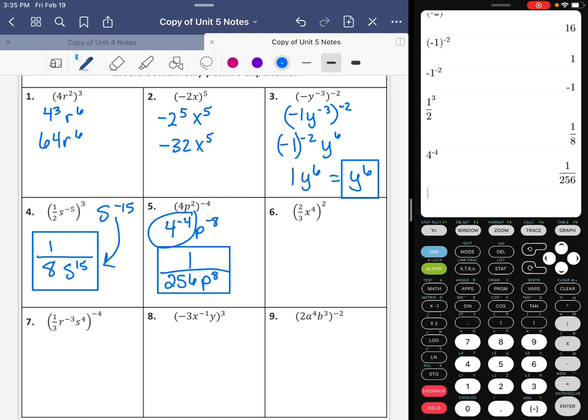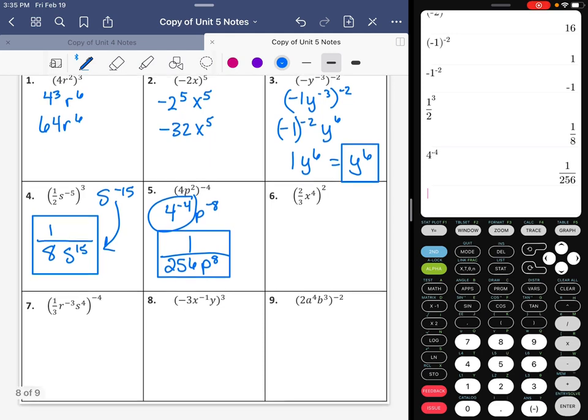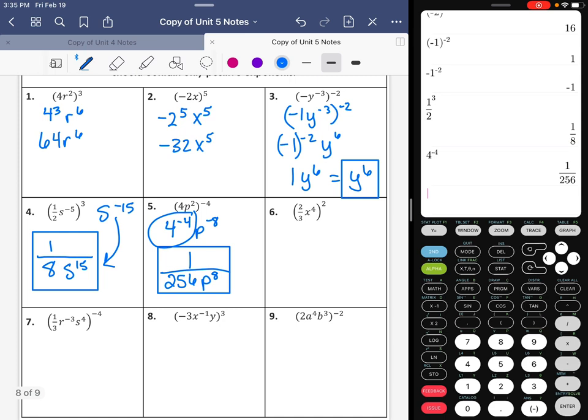I'm not going to do number 6. Number 6 is kind of like number 1 and number 4 put together. Let's look at number 7. So I've got that 1/3 that has to be raised to the negative 4th power, like that. That's going to give me the whole number 81.